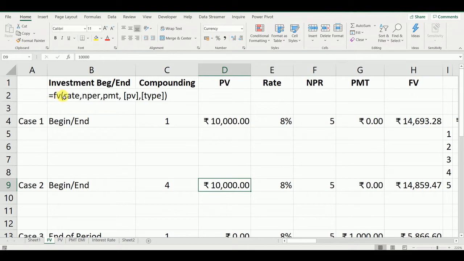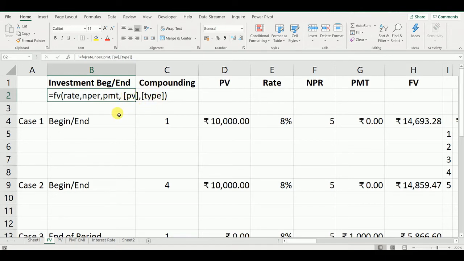The syntax of FV formula is equal to FV bracket rate, comma NPER, comma PMT, comma PV, comma type. You can observe that for PV and type, this special bracket is there. This shows that these are optional.